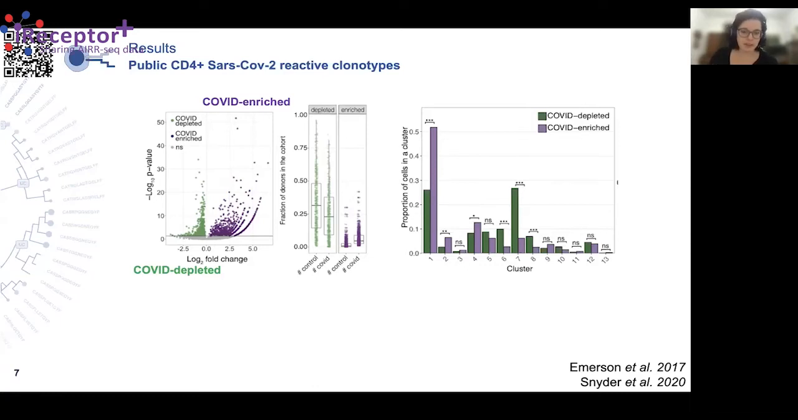And we have an explanation for why we also find these COVID depleted ones, which are a bit more puzzling. I won't go into details now, but I'm happy to take questions later if you're interested. For the next analysis, we focused on the ones that were enriched in COVID patients. What we wanted to do is, as I said, characterize them and find the specific antigen and HLA type.